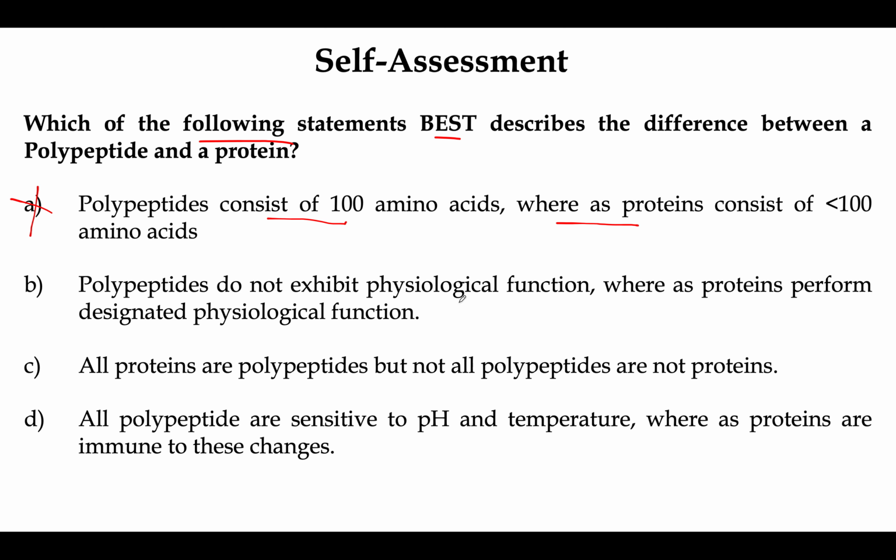Polypeptides do not exhibit physiological function, whereas proteins perform designated physiological function. Proteins perform designated physiological function. And what are polypeptides? They are multiple amino acids joined together by peptide bonds. And peptides also can have physiological function. We talked briefly about antimicrobial peptides in our lectures on amino acids. So polypeptides do exhibit physiological function. That means peptides do exhibit physiological function. So this particular option is also wrong.